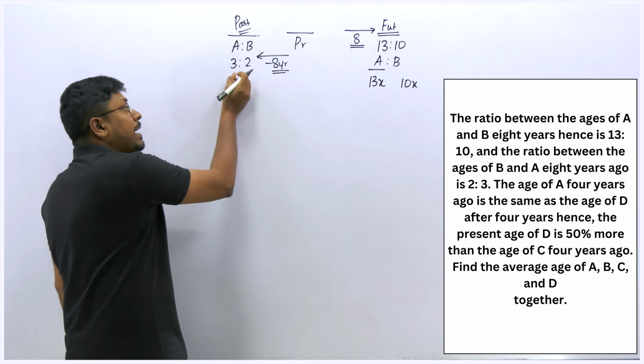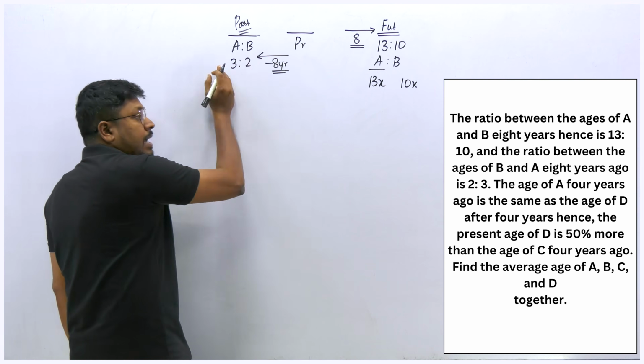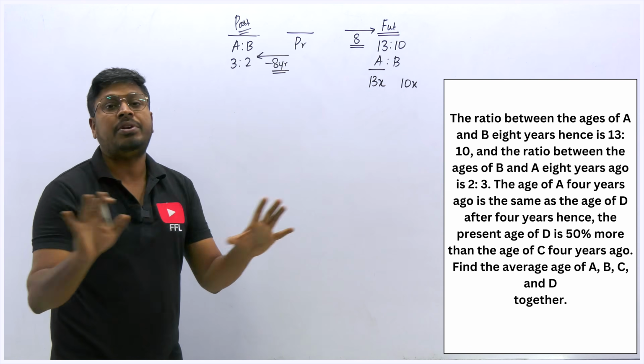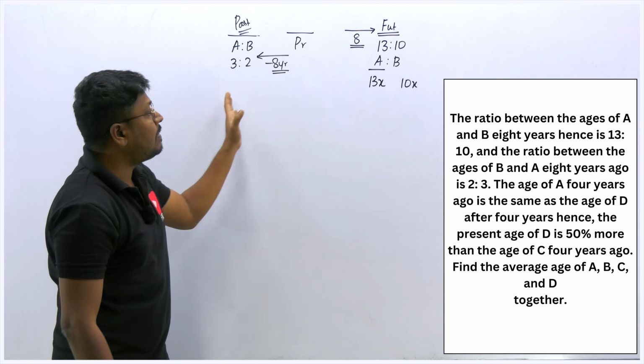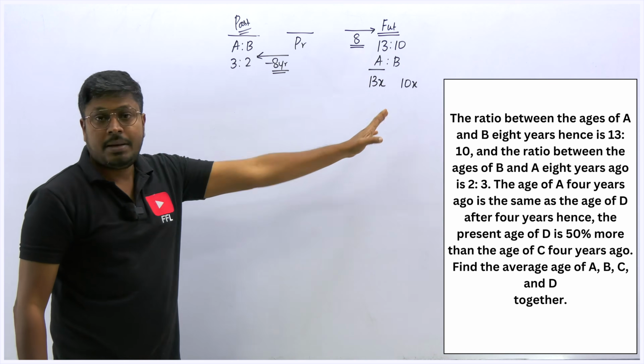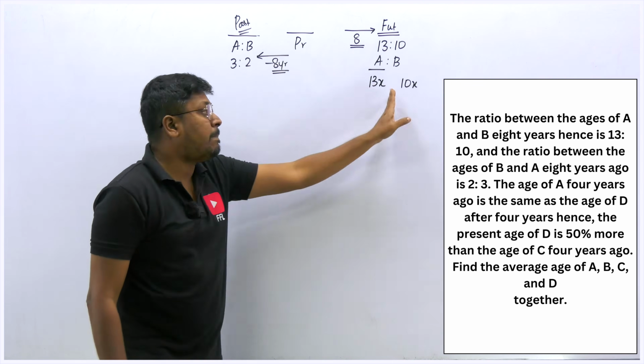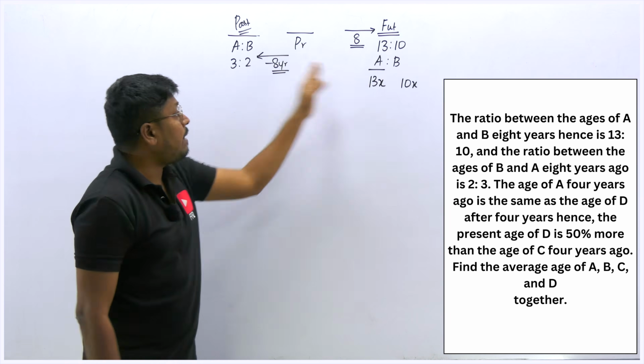Or else you can take it as 3x and 2x and bring it to the future and frame the equation. It's completely up to your wish. Either you can go with the reverse or you can go with the forward, but surely you will get the value of x. So what I'm going to do is, from the future I'm going to the past.